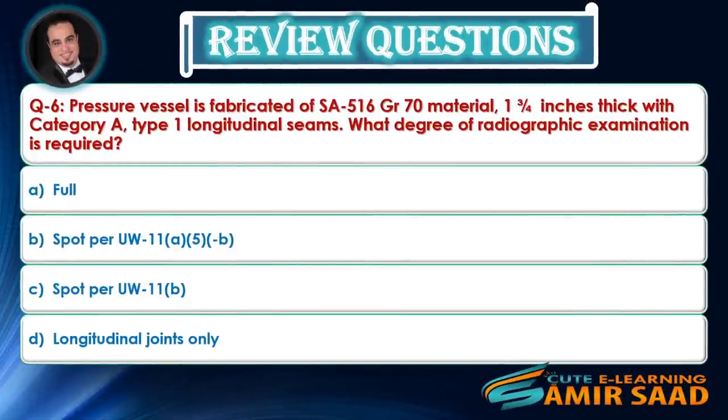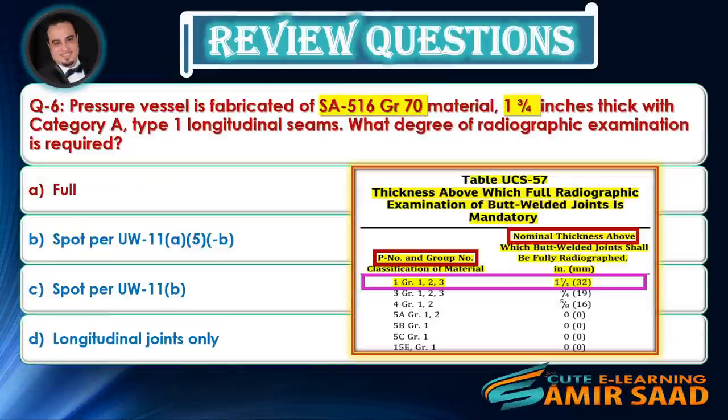Question number 6. Pressure vessel is fabricated of SA-516 Grade 70 material, 1¾ inches thick, with category A, type 1 longitudinal seams. What degree of radiographic examination is required? Answer is A.